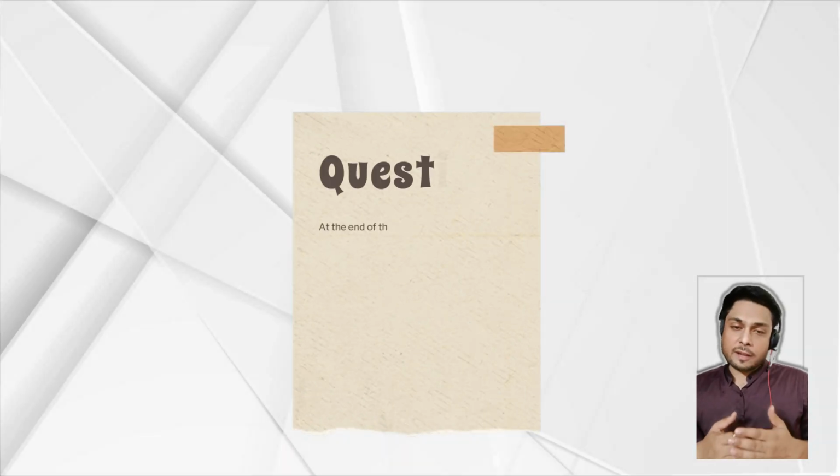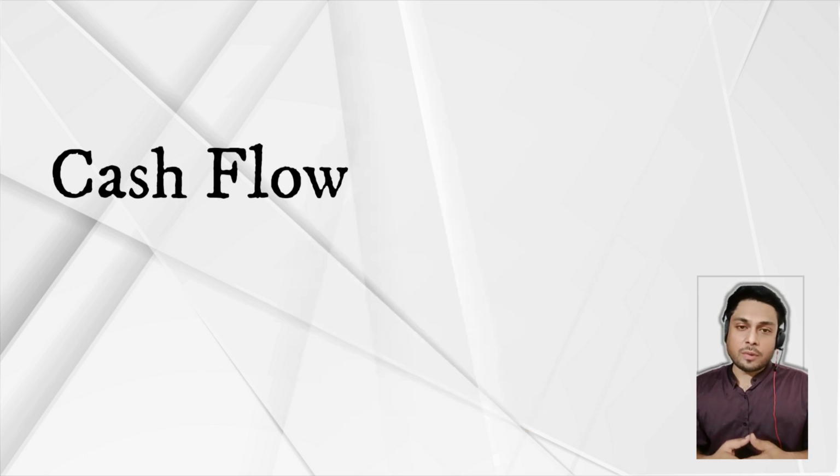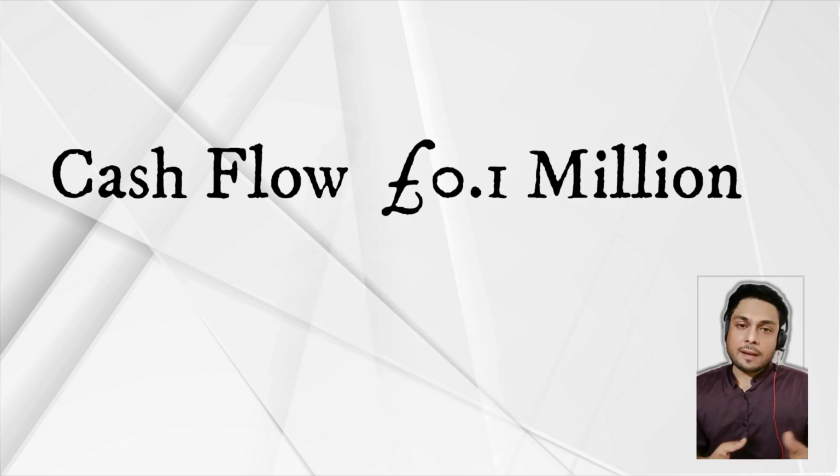At the end of the video, I leave you with this question. Should Sam accept Bob's 2.5 million pounds offer or wait for a better opportunity? If you ask me the same question, I will say that Sam should sell the salon to Bob because his current cash flow is 0.1 million and he is withdrawing the entire amount for his livelihood.